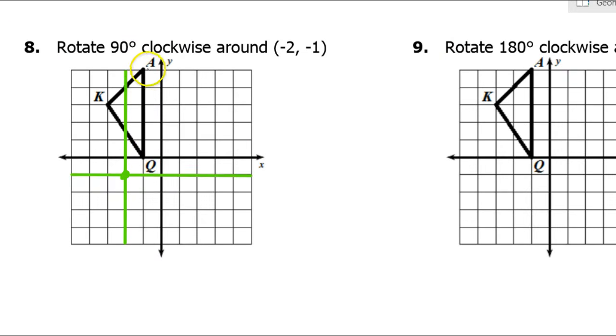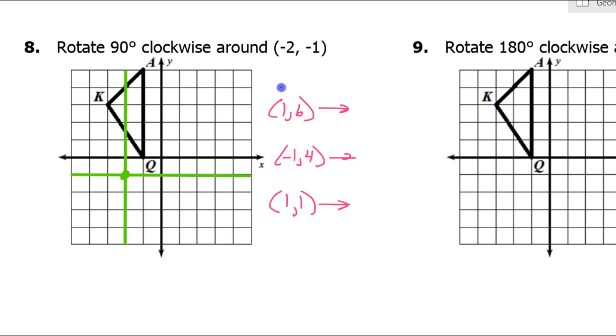So let's see, I try to do alphabetical order just so I don't have to remember. So I'm going to do A and then K and then Q. So the coordinates of A based on the green axes would be 1, comma 6. The coordinates of K would be negative 1, comma 4. And the coordinates of Q would be 1, comma 1.